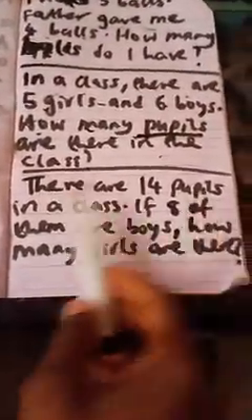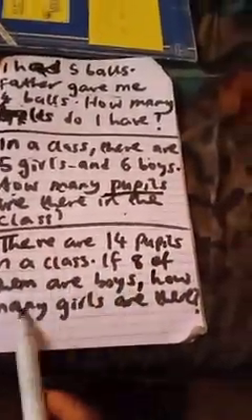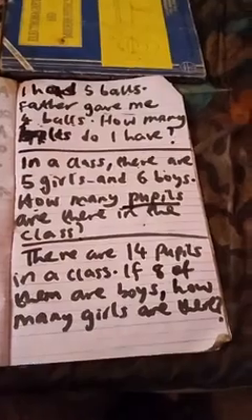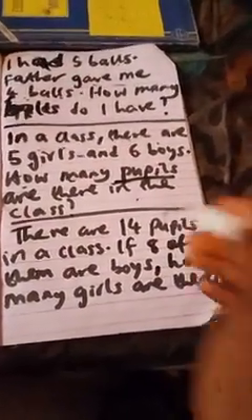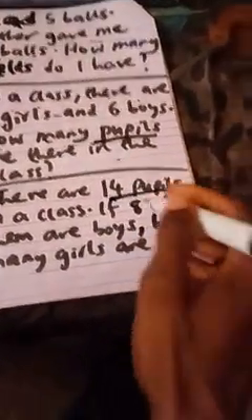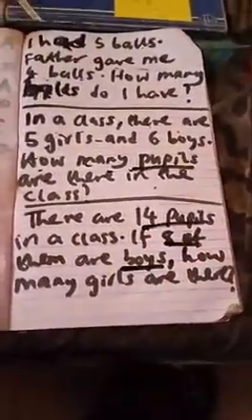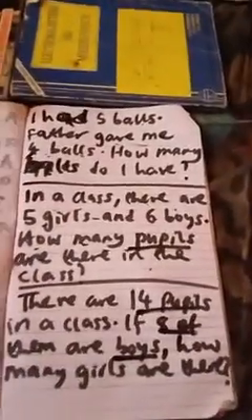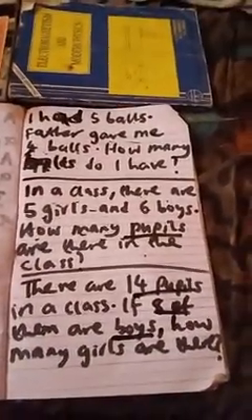Look at this one now. There are 14 pupils in a class. If 8 of them are boys, how many girls are there? Nothing to show you that you might do subtraction or addition. You now have to think about it. In a class, you have 14 pupils. Then 8 are boys. To get the number of girls, what do you do? You remove. So with this word problem, it starts stimulating the child's senses.